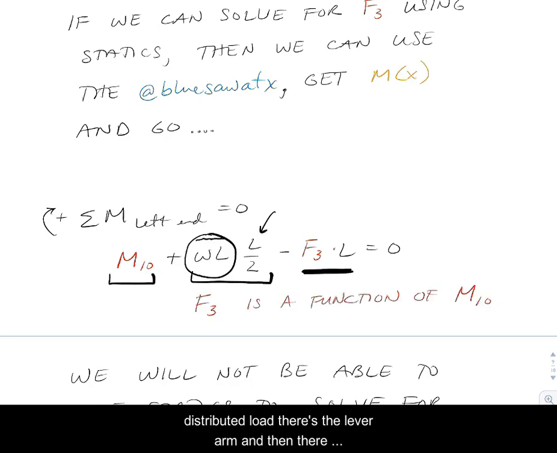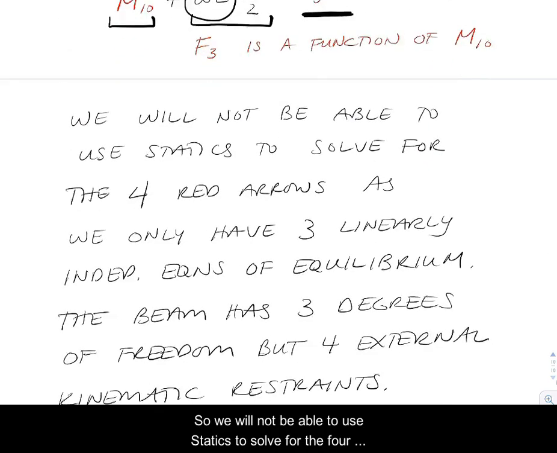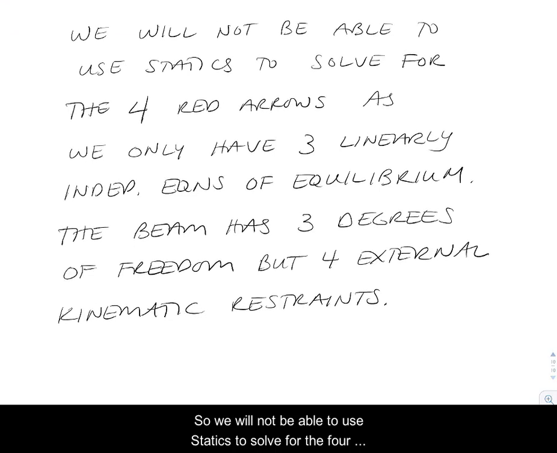So solving for F3 is going to be a function of M10. I can't turn F3 black. It's only a function of another red arrow. So we will not be able to use statics to solve for the 4 red arrows, and we only have 3 linearly independent equations of equilibrium.